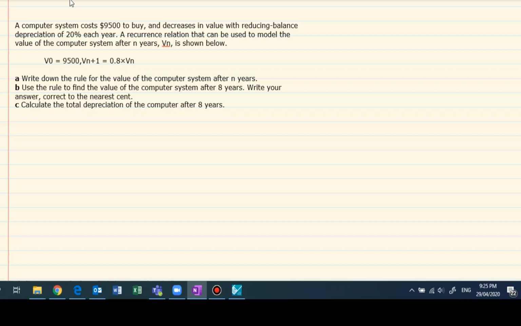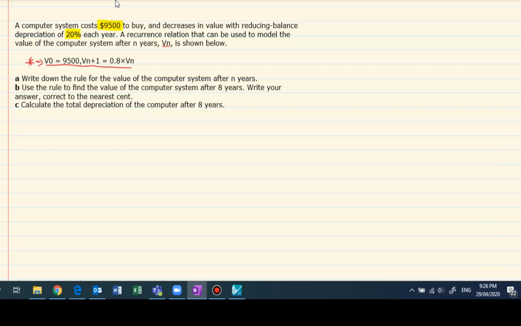So today we continue looking at geometric growth and decay, and using an nth term model to show this. We're told that a computer system costs $9,500 to buy, and decreases in value with the reducing balance depreciation of 20% each year. Our current relation's given right there to show the information.